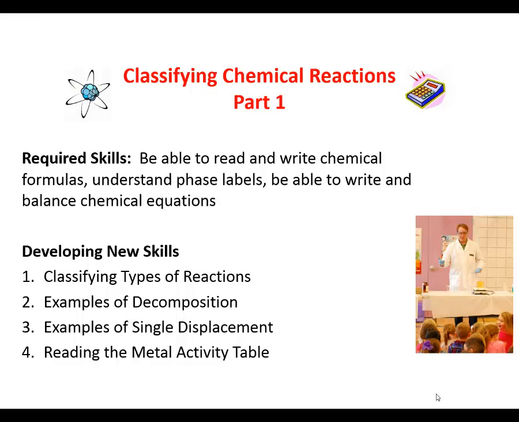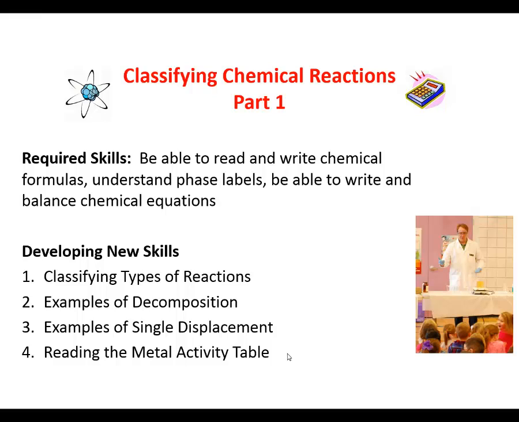Now I am assuming you've watched our previous tutorials on how to read and write chemical formulas, that you understand how to use phase labels to indicate the state of matter that each of your substances is in, and that you also have practiced writing and balancing chemical reactions before this point. We'll be looking at how to classify types of chemical reactions by the different changes that are occurring with rearrangement of atoms, and then we'll also look at some specific examples of different types of chemical reactions. We'll focus on decomposition reactions, single displacement reactions, and then how to look at single displacement reactions using a metal activity table. So that's what we're looking at today.